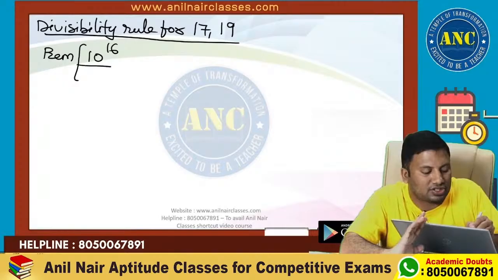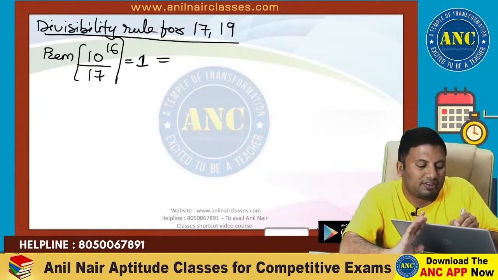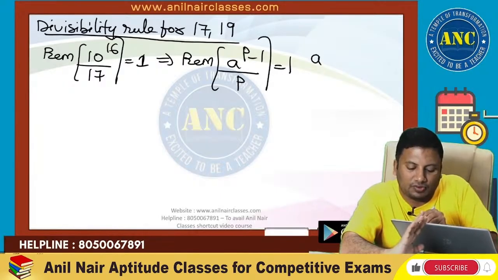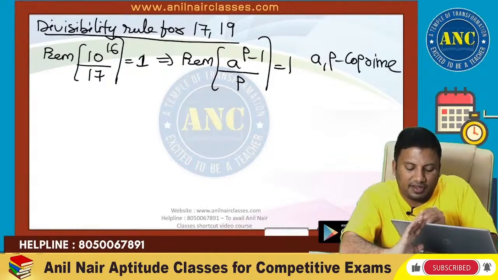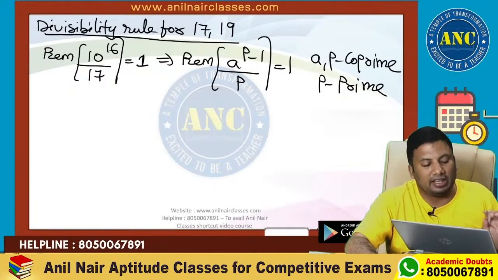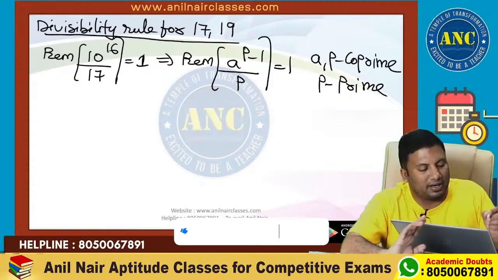According to Fermat's theorem, 10 power 16 divided by 17 is 1. From where is it derived? It is derived from a power p minus 1, when divided by p, it is 1, when a and p are co-prime and p is a prime number. That is Fermat's theorem. So I just used it to get 10 power 16 divided by 17.